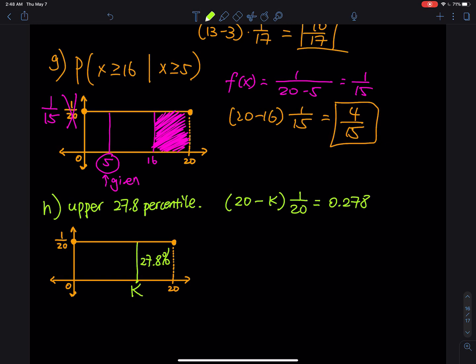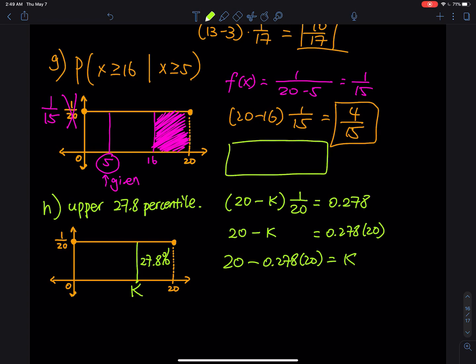So to solve for k, first you multiply 20 on both sides. So that is 0.278 times 20. And then you can do 20 minus the product equals to k. Just a very simple equation. Okay, in case you can't process this, let me do a little note for you. So let's say we have 10 minus x equals to 2. How do you solve for x? x is equal to 10 minus 2, which is 8, right? That's how we solve this equation. All right, and then you use your calculator.